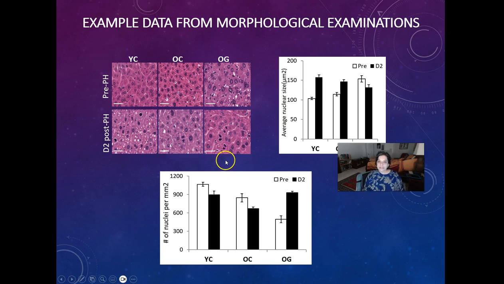So here is example data from one of my papers looking at morphological examinations in this particular set of images. Here we have some liver sections from mice. You have some young mice, some old mice, and some old mice that have been given a GABA supplement to help improve liver regeneration rate. And we have pre and post partial hepatectomy samples. So before and after some of the liver was resected, or two-thirds of the liver was resected in these mice, we have these images.